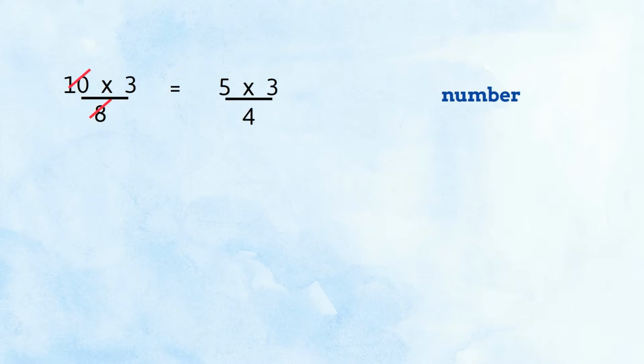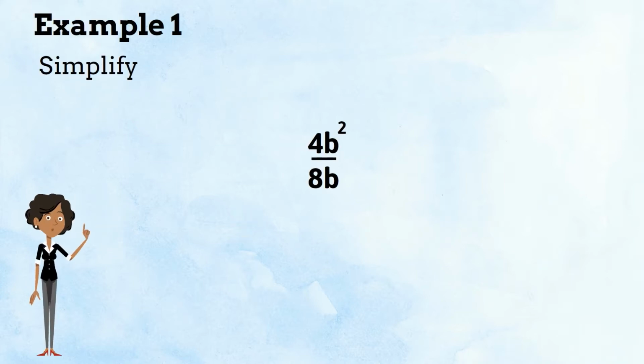In number work, if we have something like 10 times 3 over 8, I can see that 2 can go into 8 and 2 can go into 10. 2 goes into 8 4 times and 2 goes into 10 5 times. So we would have 5 times 3 over 4. Similarly, in algebra, if we have 10y over 8, then it can be cancelled down to 5y over 4. Now that we know some rules, let's have a look at some examples.